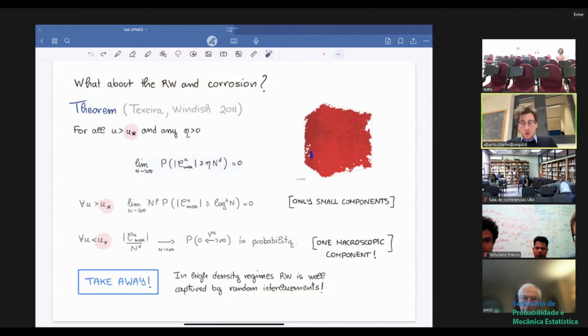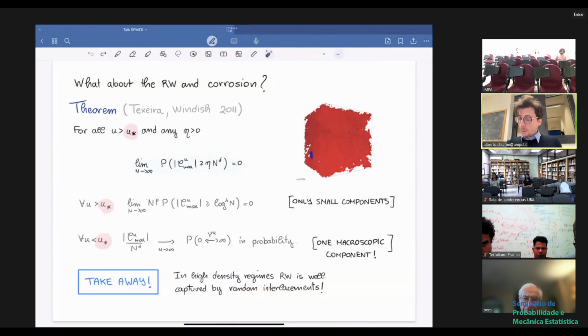So what about the random walk and the corrosion? Teixeira and Windisch in 2011 showed that for all U bigger than U star, and the important point is that this U star is the one coming from random interlacements, for all U bigger than U star and any eta bigger than 0, if we look at the biggest component of the leftover set by the simple random walk on the torus, up to time U n to the d, then the probability that we have a macroscopic component, so the size of the biggest component is bigger than eta n to the d, goes to 0 as n goes to infinity.